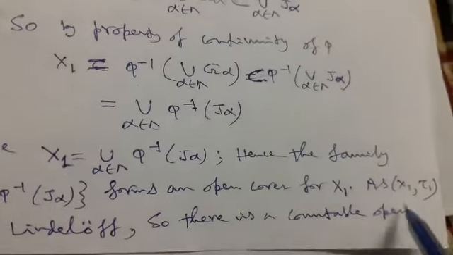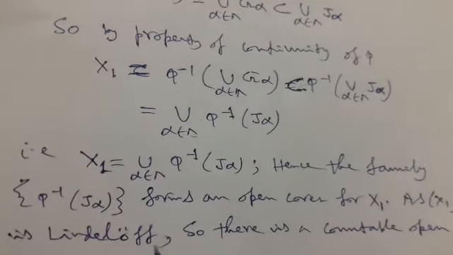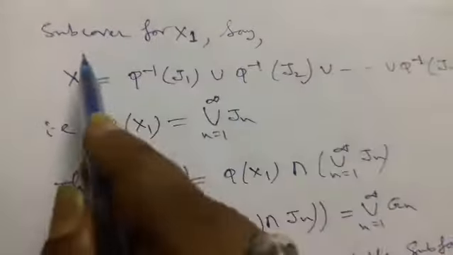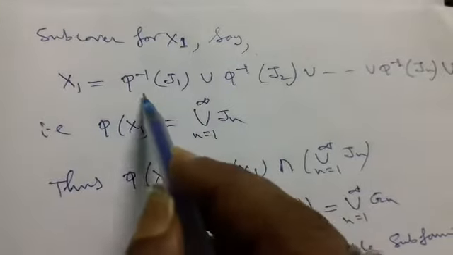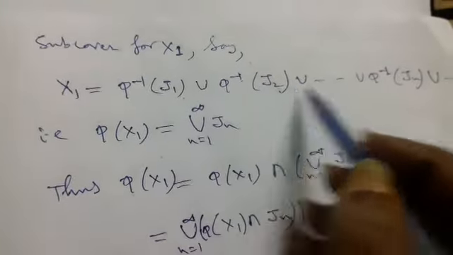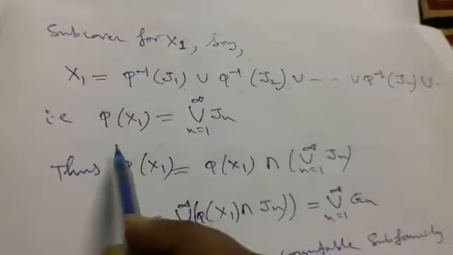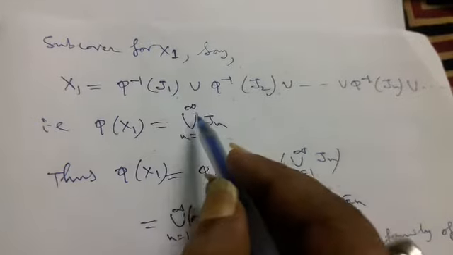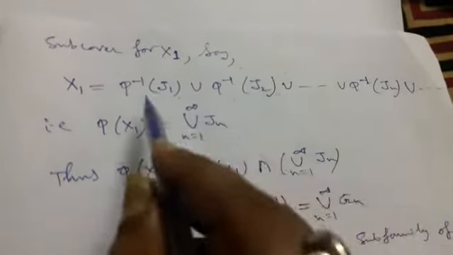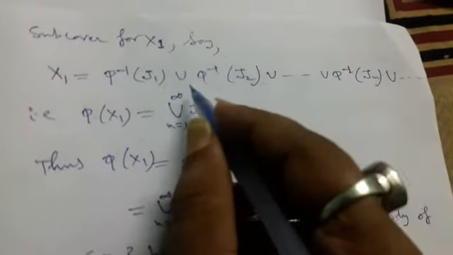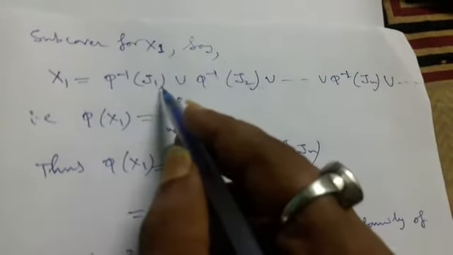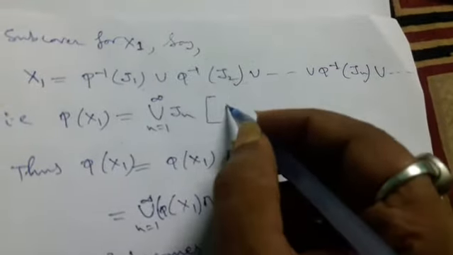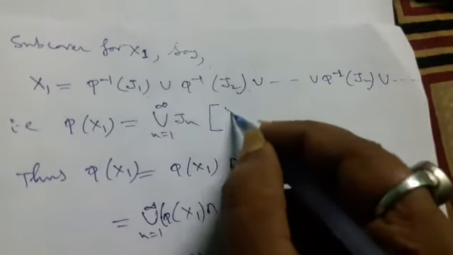It is clear that's an open cover, and as x1 tau 1 is Lindelöf, as we already considered, there is a countable open subcover for x1. Say x1 is equal to phi inverse of j1 union phi inverse of j2 up to phi inverse of jn up to infinite extent. So easily we can find phi of x1 will be the union of n equals 1 to infinity of jn, because if we take the union overall, that is the union of phi inverse of j alpha, in this way, if we make a step clearly, the whole step is converted like this.